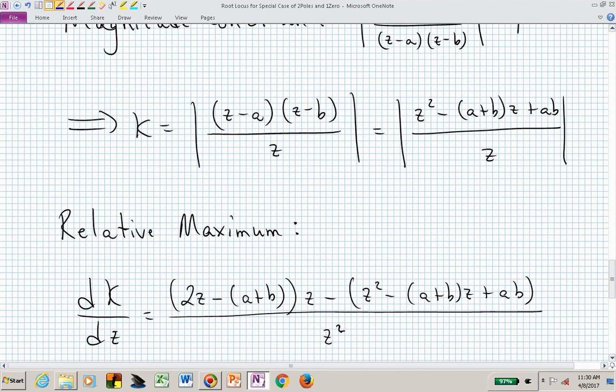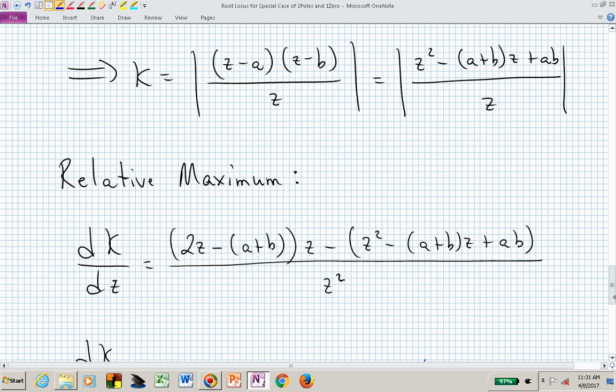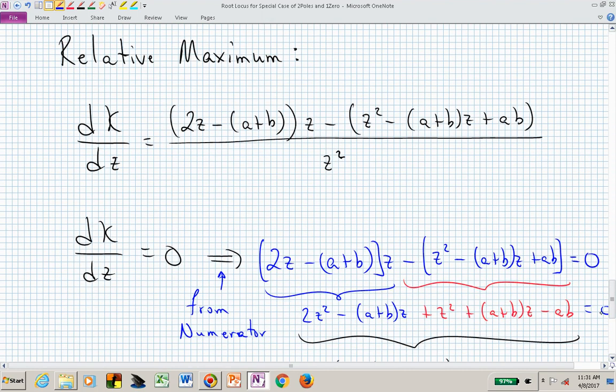So if we take the derivative of the numerator, which is 2Z minus the quantity A plus B, times the denominator, which is Z, minus the numerator, which is Z squared minus A plus B times Z plus AB, times the derivative of the denominator, which is the derivative of Z with respect to Z, 1, all divided by the denominator squared. To find the relative maximum, we would set that dK dZ to 0, or from the numerator, we just need to set that equal to 0 and see what we end up with.